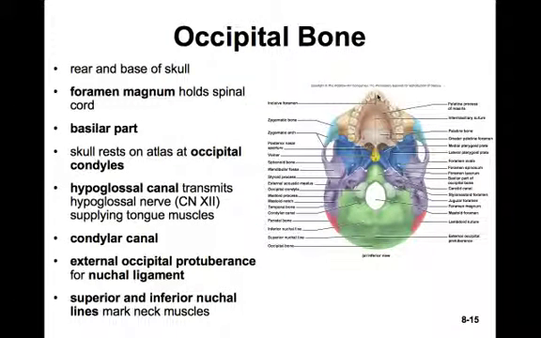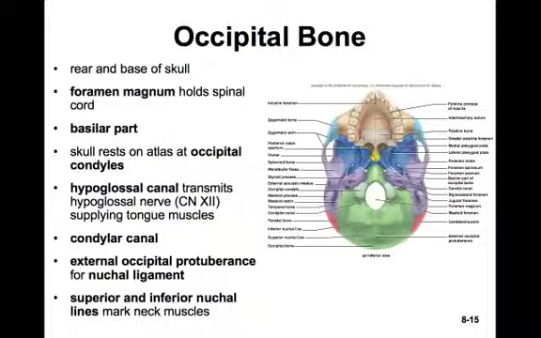Our next cranial bone is the occipital bone. It's at the rear and base of the skull. There's some big features on the occipital bone that we need to know also. First of all, the foramen magnum is a great landmark. It's the hole that the spinal cord passes through. Anterior to the foramen magnum, we see the basilar part of the occipital bone. Basilar skull fractures are very, very dangerous.